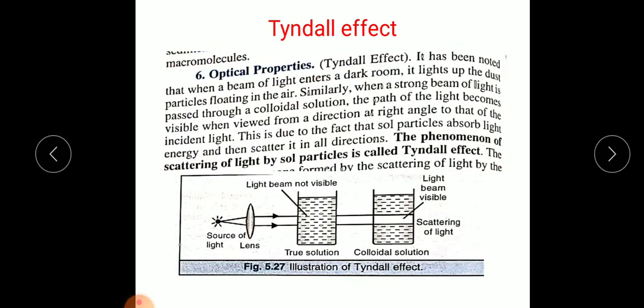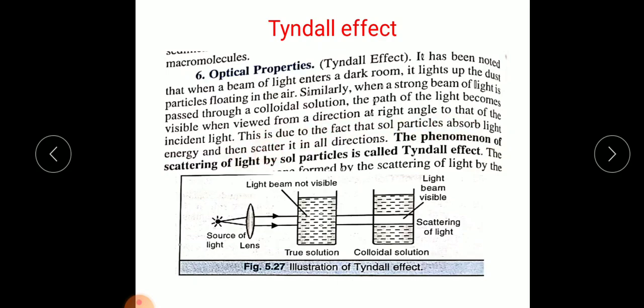Next, Tyndall effect. It's a very important effect. To understand the Tyndall effect, you have to observe a phenomenon in practical life that we have seen. For example, when a beam of light enters a dark room, it lights up the dust particles floating in the air. Similarly, when a strong beam of light is passed through a colloidal solution, the path of the light becomes visible when viewed from a direction at right angles to the incident light.